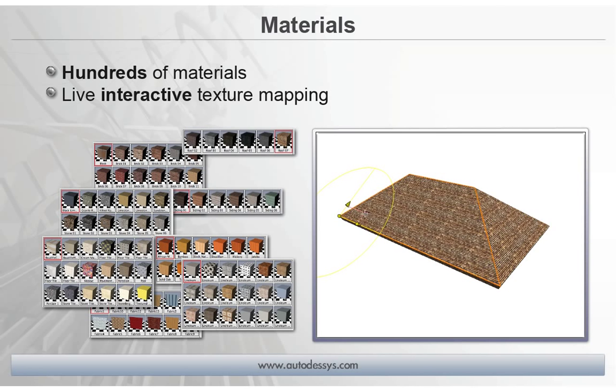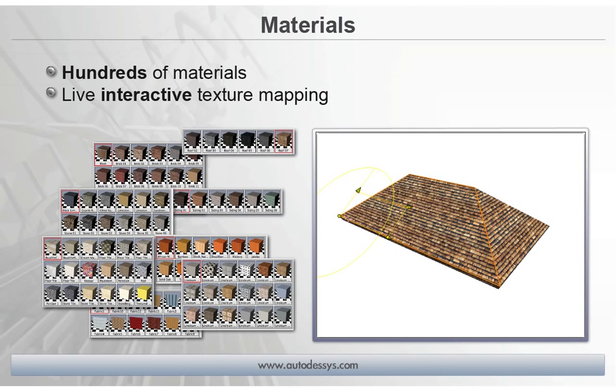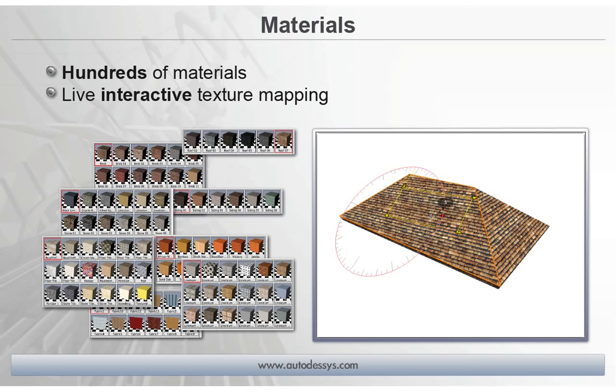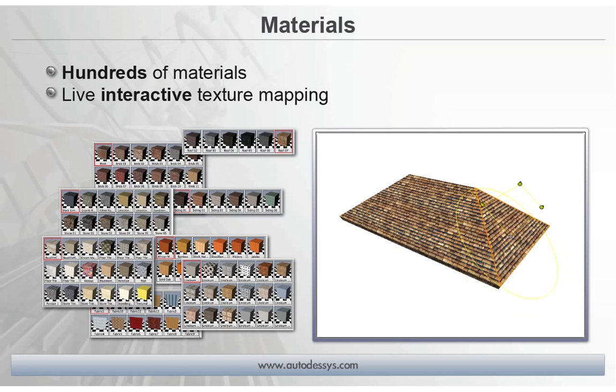Now, without the RenderZone plugin, you get hundreds of materials that come with bonzai3d, and you can just simply drag and drop them onto the object. It includes live interactive texture mapping, so you can move and rotate and scale a texture right there on the object.